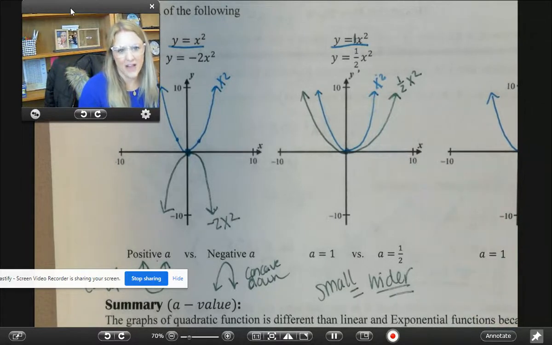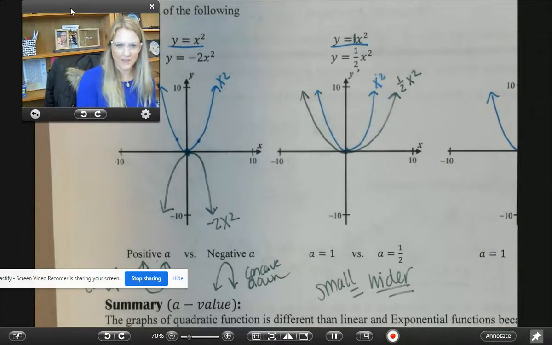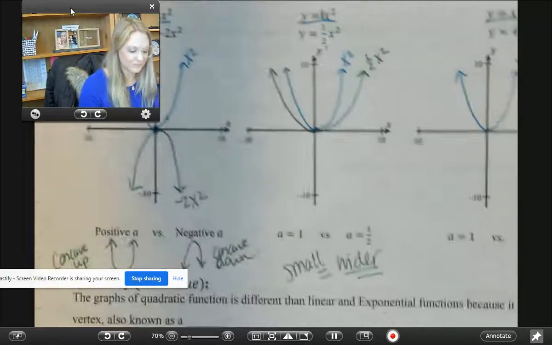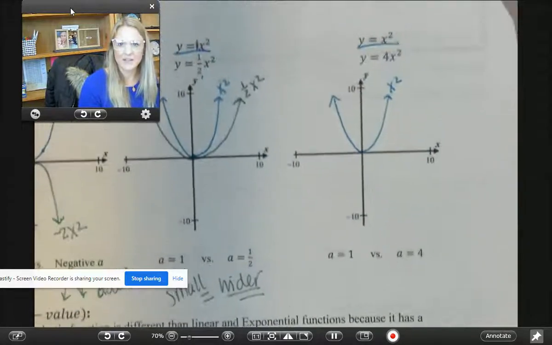Now, you don't technically have to ever memorize this because you always have your graphing calculator to test it. So if I said, hey, what's wider, y equals 2x or y equals 1/2 x, go graph it. Okay, now let's compare this one.